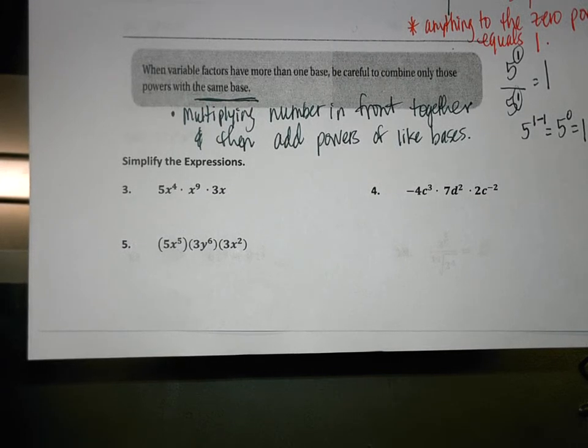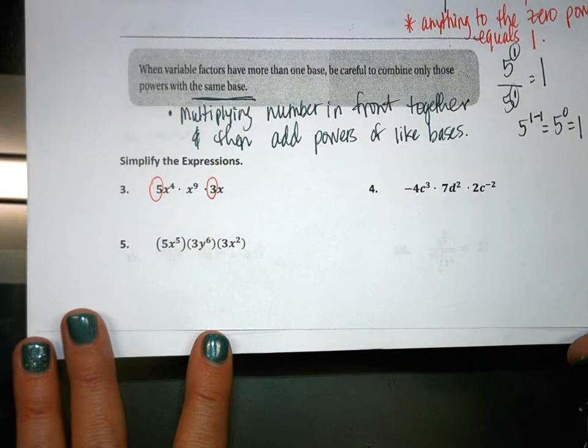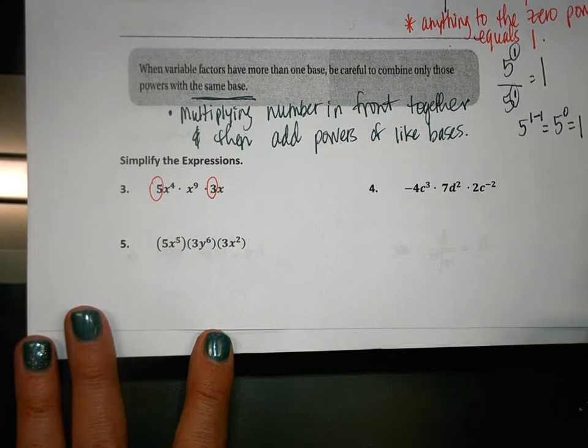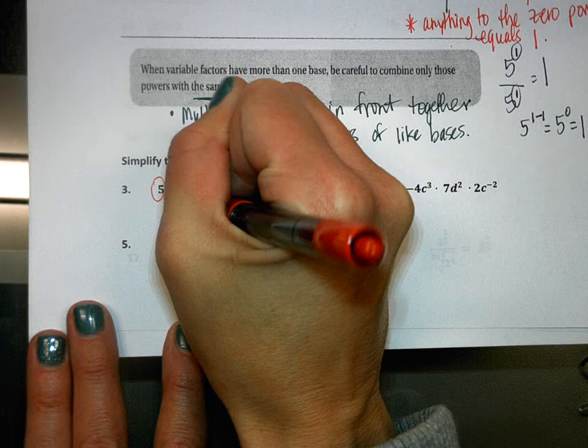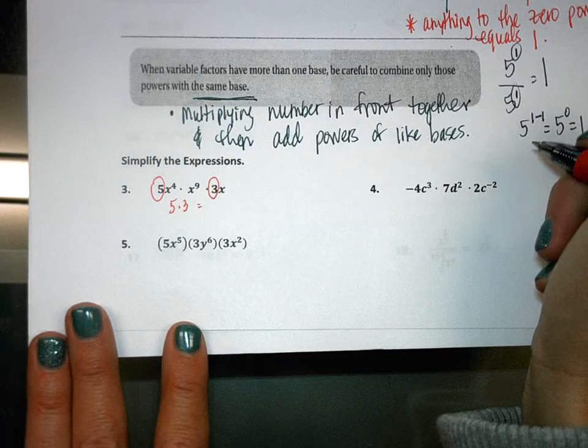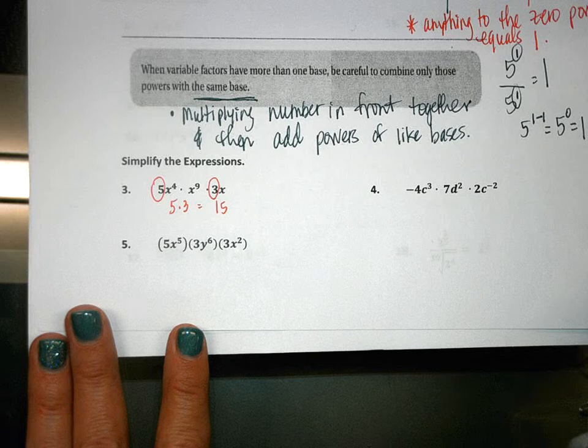Okay, so what do I mean? Multiply numbers in front together. So do you see here how we have a 5 and a 3? Those are not exponents, so we're going to multiply those together. In fact, we're going to write separate problems. So I'm going to write 5 times 3, and we know that 5 times 3 equals what? 15. Okay, then I have x's in here.